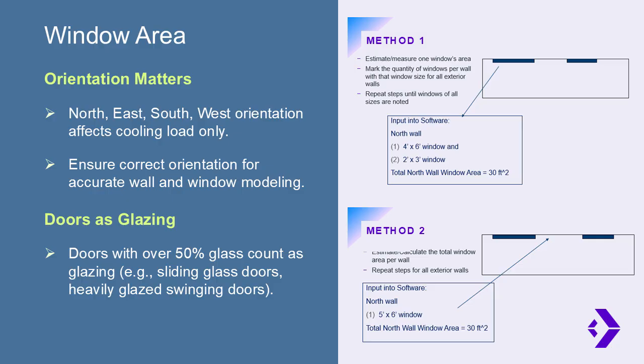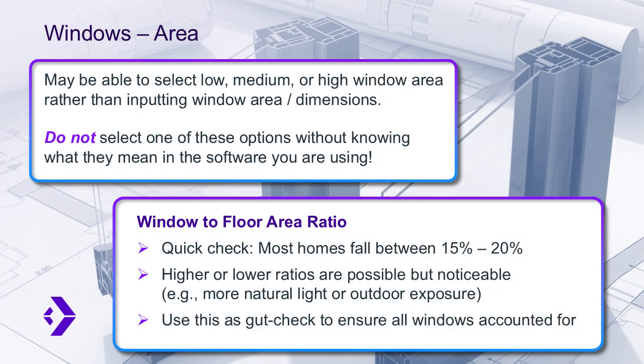Once you have your window areas modeled, it can be useful to take a quick check at window to floor area ratio as a quick gut check on if you have them all. Most homes are between 15 and 20% on this metric. There are some homes with more or less than that range, but you could typically feel the difference in the home with the amount of natural light coming in and the sense of exposure to the outside.